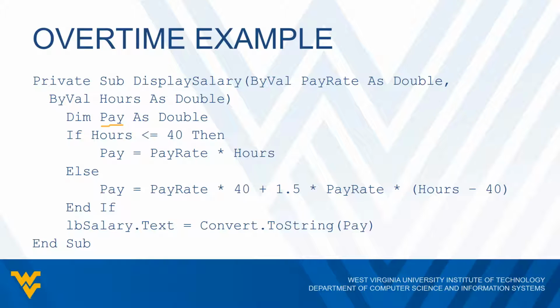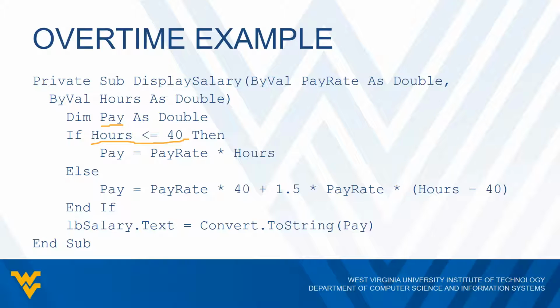So we see that in our condition, we're going to check to see if the hours is less than or equal to 40. If so, then that means the worker has not gone over the 40-hour work week, so the pay would be normal. So in that case, we see that the pay would just be the pay rate times the hours.